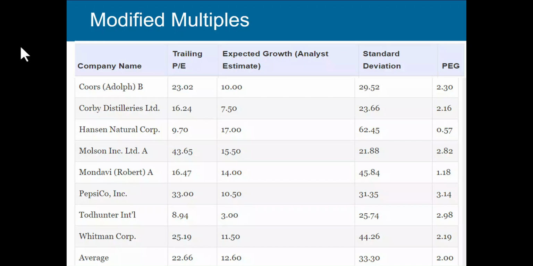Okay, so actually, this was the best way of assessing it: look at both the PEG ratio as well as the risk.